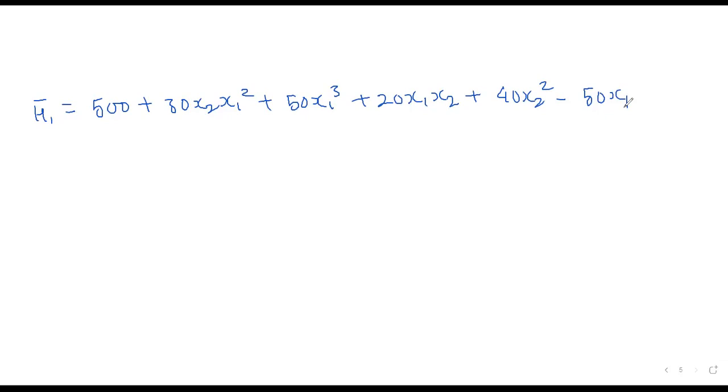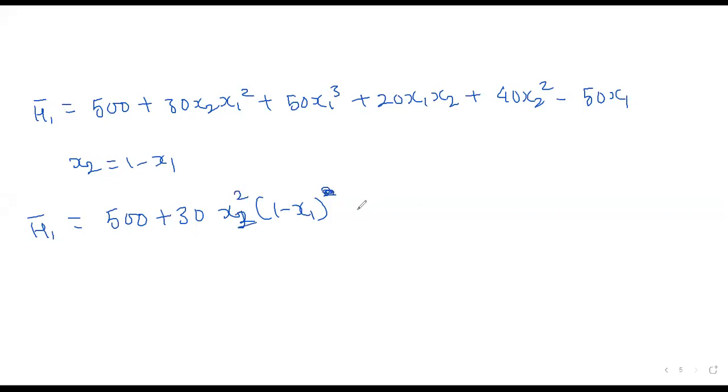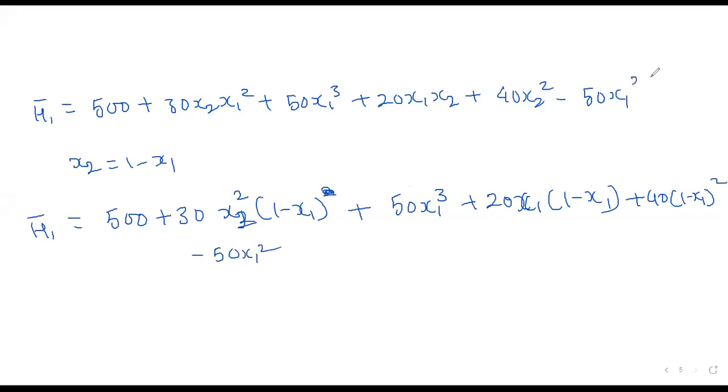Okay, so they are saying that we have to write the answer in terms of x1. So here we replace x2 is equal to 1 minus x1. So h1 bar is equal to 500 plus 30 x1, x1 square, 1 minus x1 plus 50 x1 cube plus 20 x1, 1 minus x1 plus 40 (1 minus x1) square minus 50 x1 square.